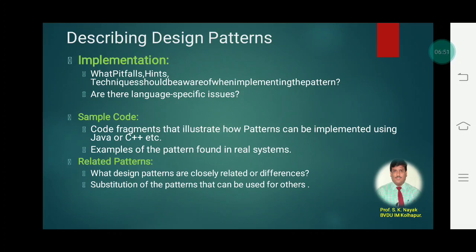So these kinds of languages we can use to implement, and we can prepare a fragment of code or a set of codes so that the patterns can be implemented. So we have to jump directly to the coding part, and we have to use a particular language or several languages to design the code fragments. For example, the patterns found in real systems. Examples of patterns found in a real example.